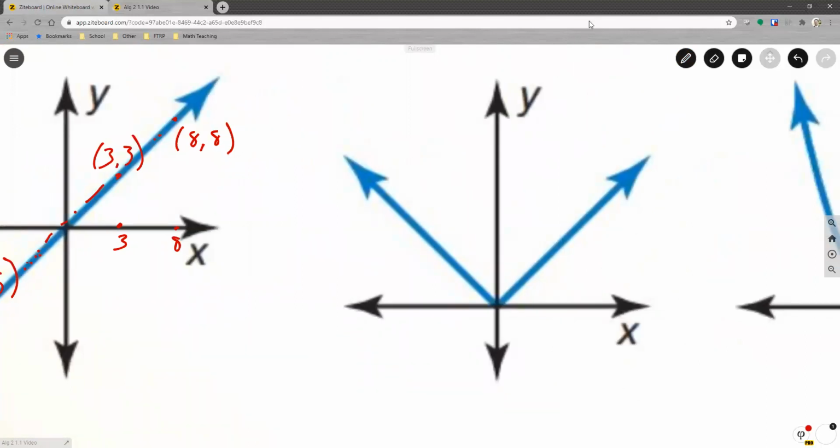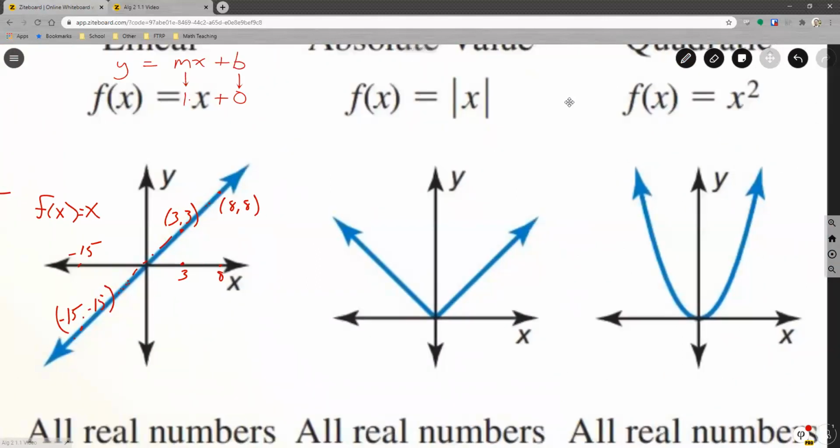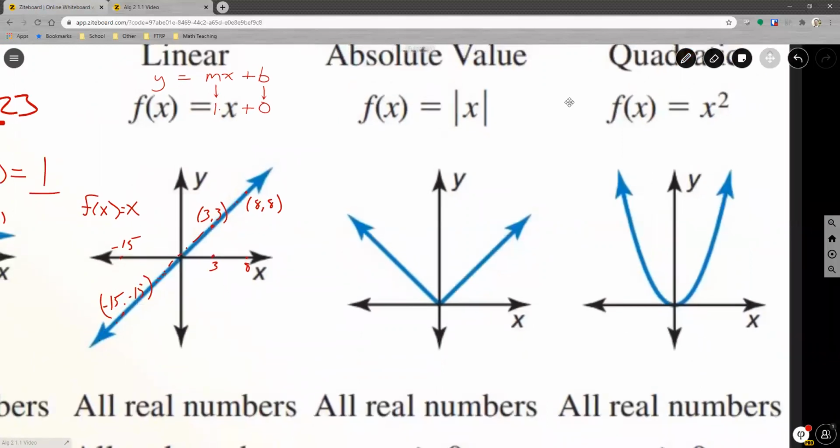Okay, next up, we've got our absolute value function. You should remember this from Algebra 1 as well. This is just saying that f of x is equal to the absolute value of x. Now remember, absolute value is basically asking how far is this value x away from 0 on the number line. An absolute value, since it's talking about distance, wants a positive value when we talk about it.